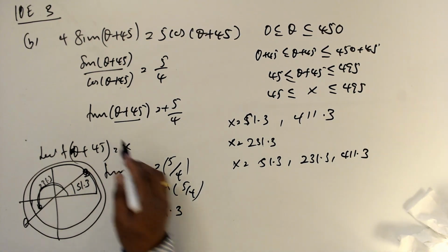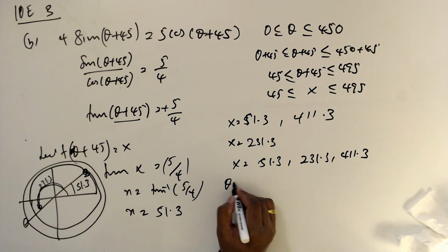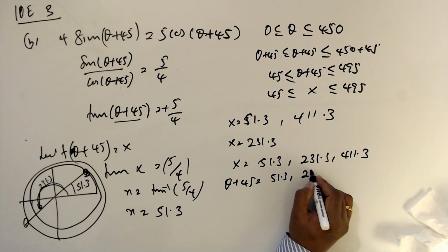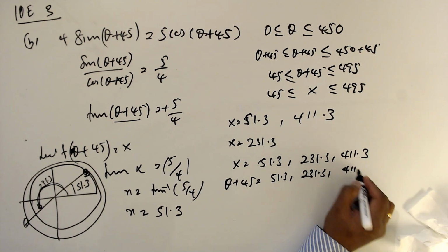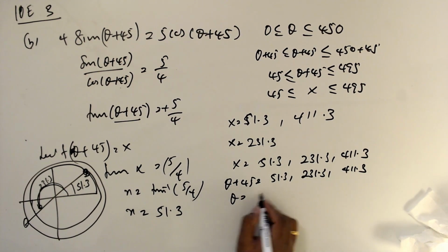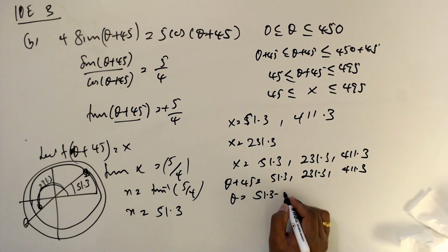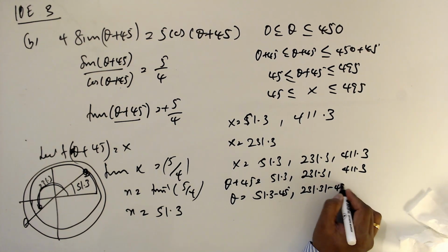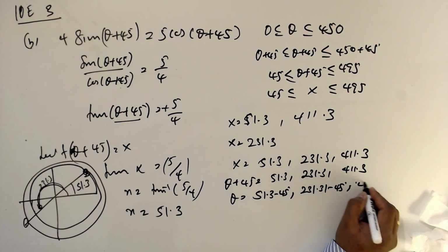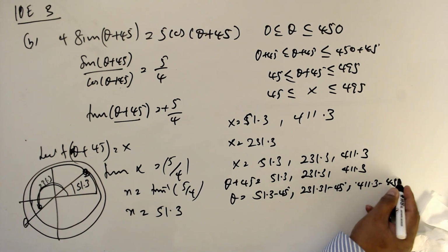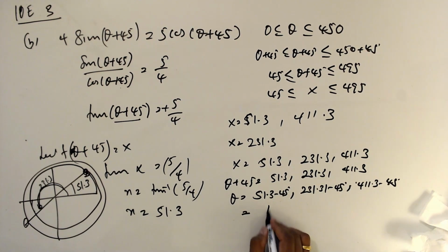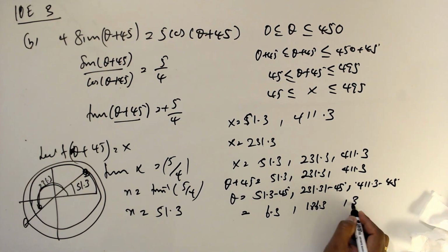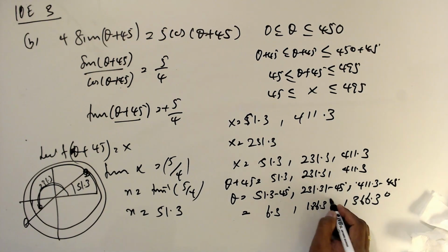Now we'll replace x: θ plus 45 equals 51.3, 231.3 and 411.3. Then θ equals 51.3 minus 45, 231.3 minus 45, and 411.3 minus 45. So the answers are going to be 6.3, 186.3 and 366.3.